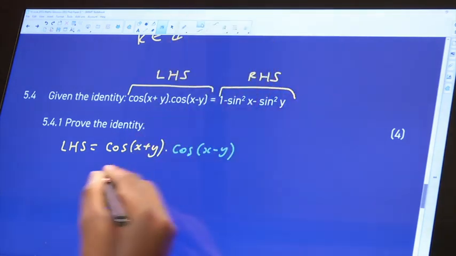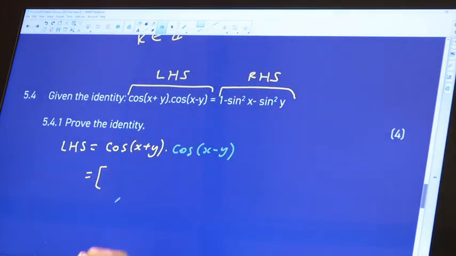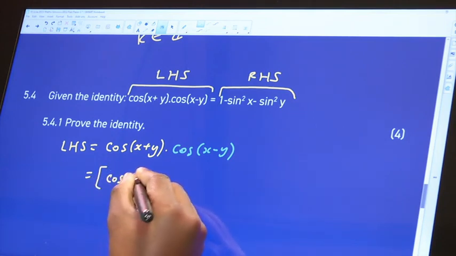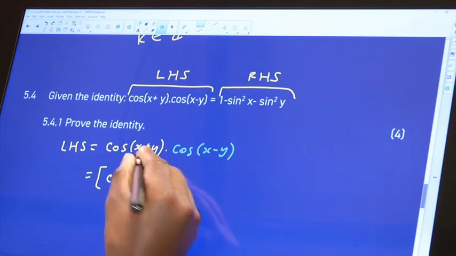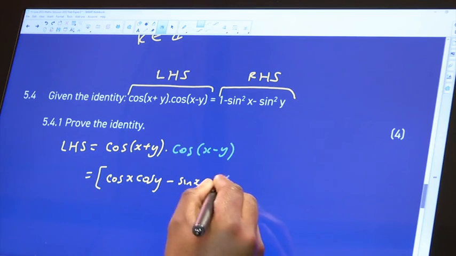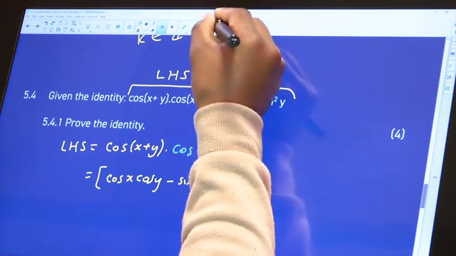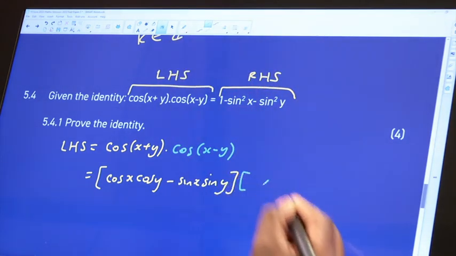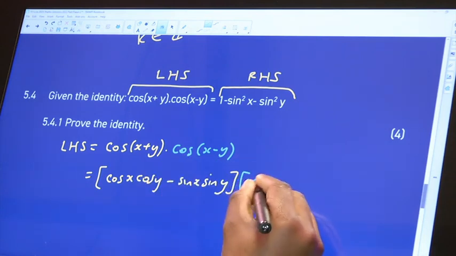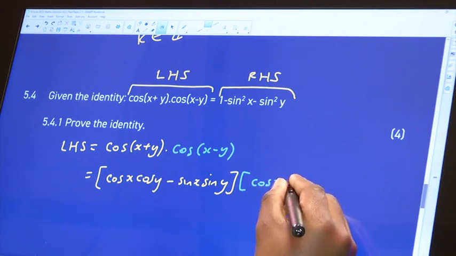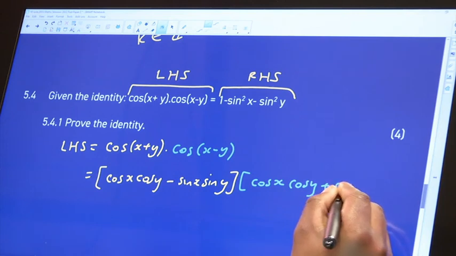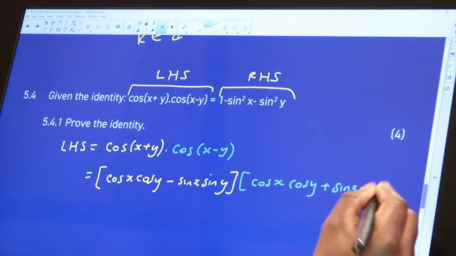For the first expansion here, the yellow one, cos of (x plus y), I'm using compound angles. It's going to be cos x cos y, and if it's a plus, you change to a minus: sin x multiplied by sin y. This information is always available to you in the information sheet. Now for the green one, cos of (x minus y), I'm going to expand that as well. You get cos x cos y, and if it's a negative, you change it to a positive: sin x times sin y.